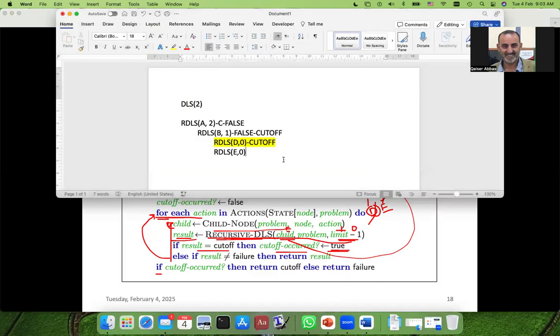So now this RDLS, which we are calling, this will return what? It will return cutoff. And now it is finished. I changed the color. So these two were the children of B. This was the previous call. Anyhow, this B was the child of A. A has two children, B and D.